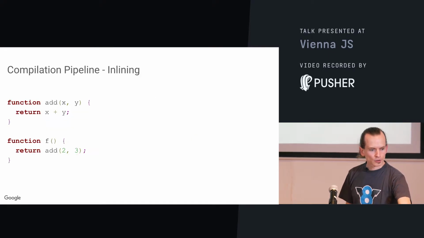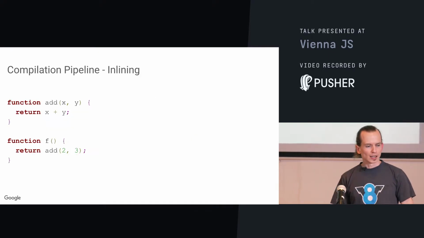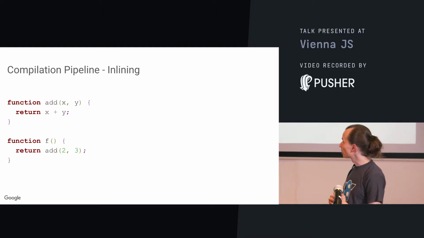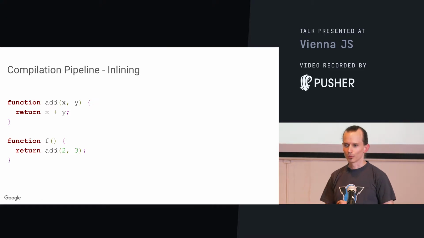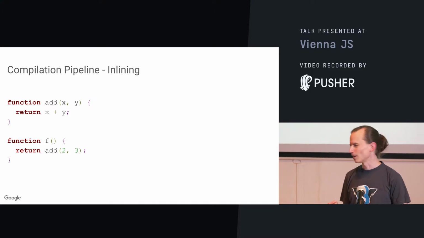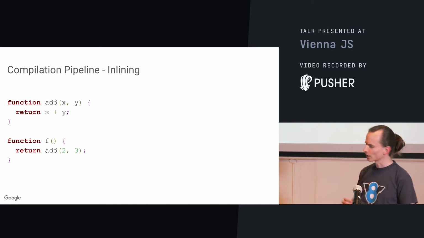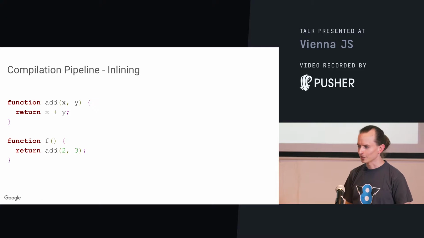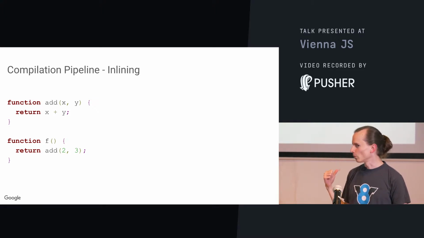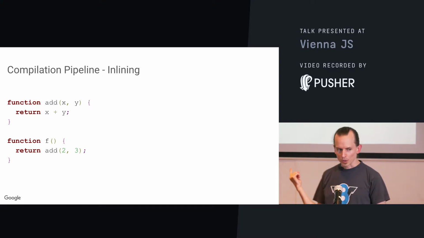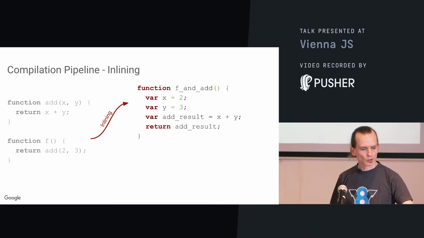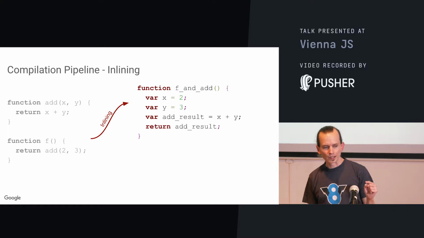All right, so back to this example. So far we have only looked at the add function, but if we look a little bit broader, at the entire script, or at least the two functions, we can see that we can be way smarter, because not only do we know that we pass numbers in, we pass actual constants in. And so that's where inlining comes into play.